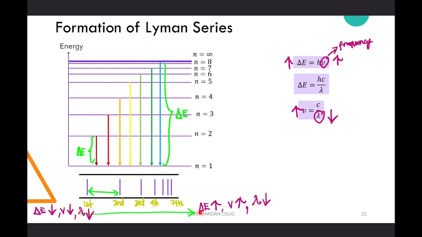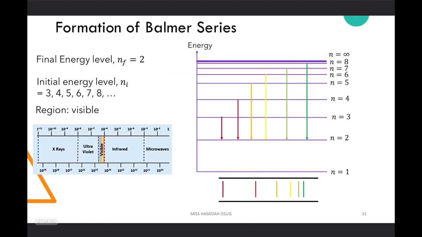So bila kita lihat line spectrum itu daripada kiri ke kanan, okay, delta E akan meningkat, frekuensi akan meningkat, tapi wavelength akan menurun.